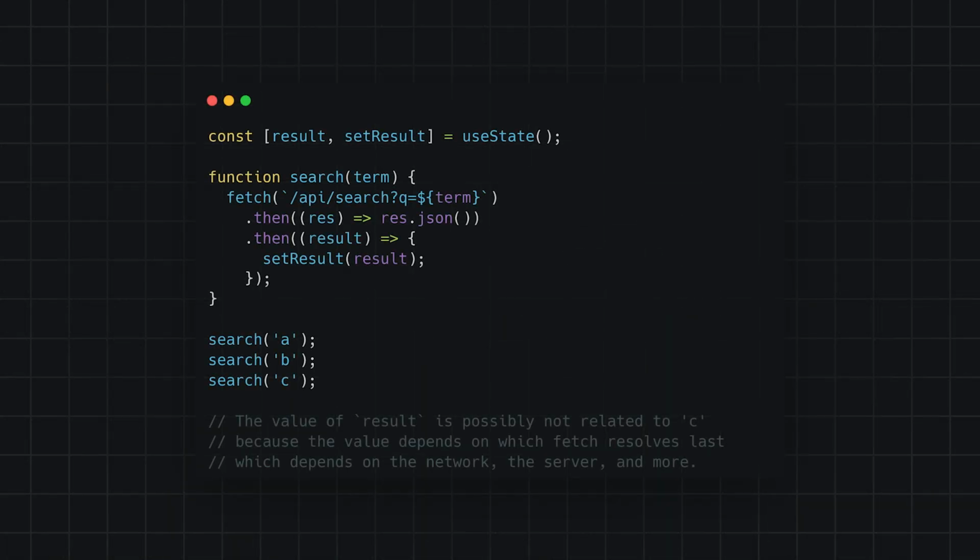A race condition happens when multiple operations run at the same time and the outcome depends on which one finishes first. It can lead to unpredictable bugs, especially in asynchronous code.